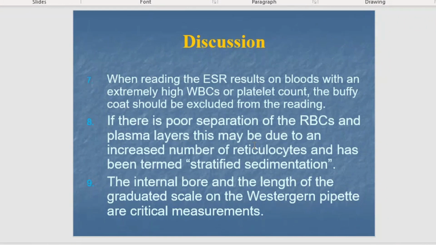If there is poor separation of the RBC and plasma, this may be due to an increased number of reticulocytes, and it has been termed stratified sedimentation. The internal bore and the length of the graduated scale on the Westergren pipettes are critical measures, so we cannot easily count them. That's why it is a critical one.